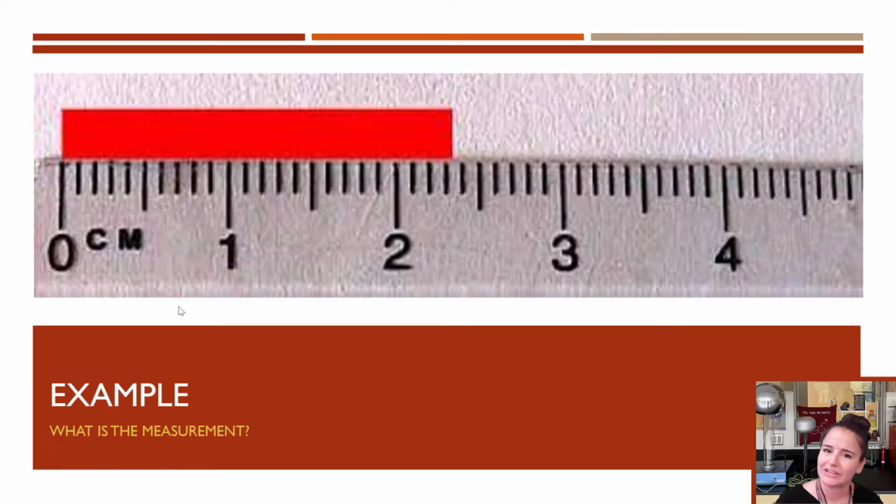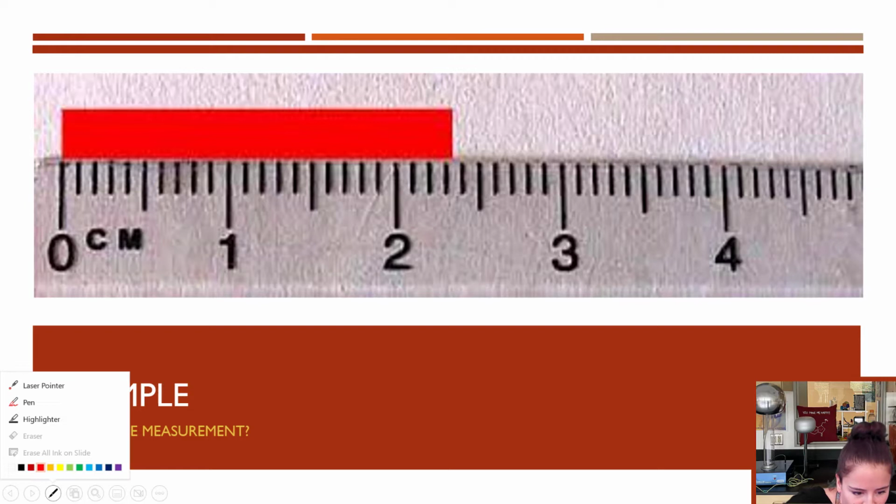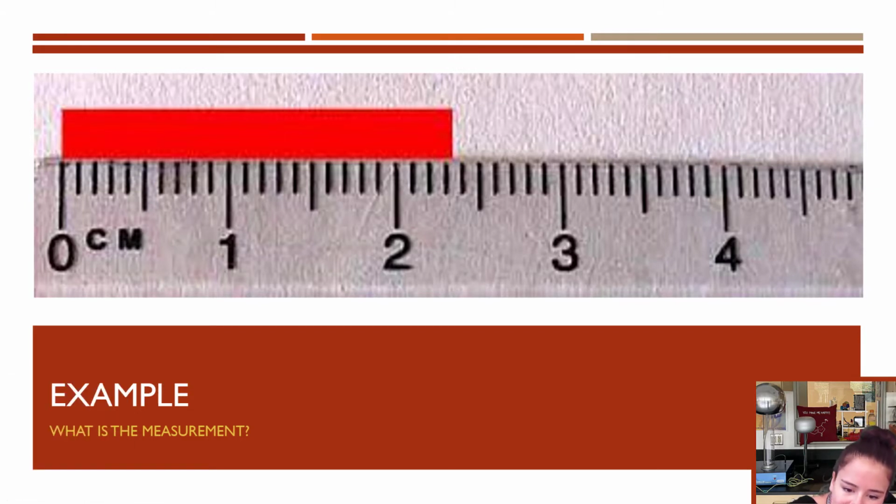What would the measurement of this red bar be if we measured it as precise as possible? Well, let's look at it. We have our centimeter ruler. We have that line for 2 there, and then right here, we have a line for 2.3.